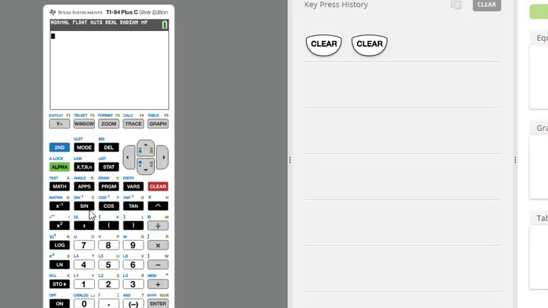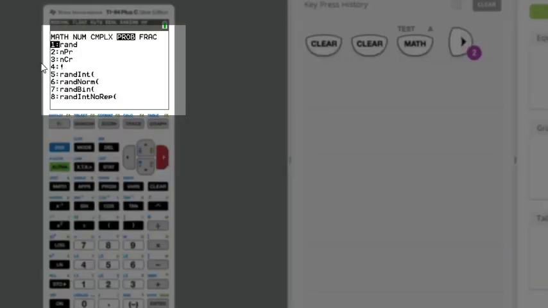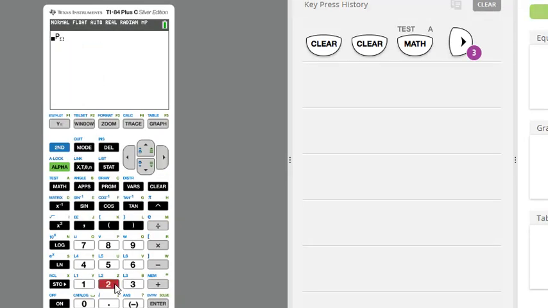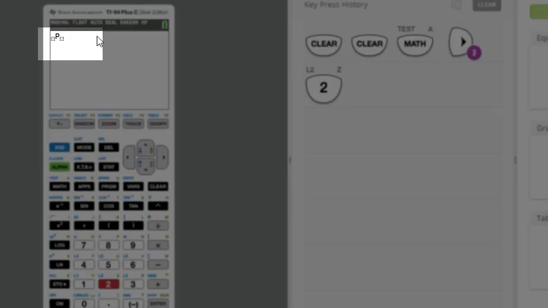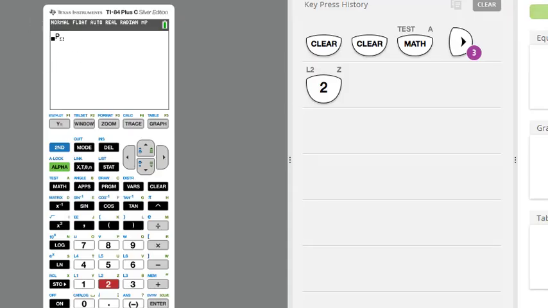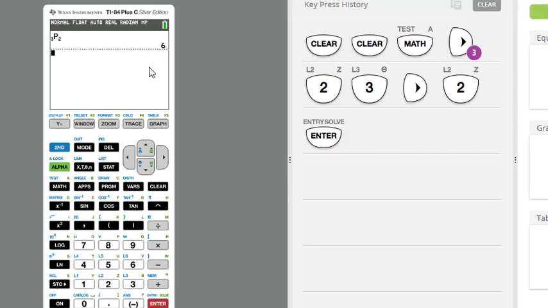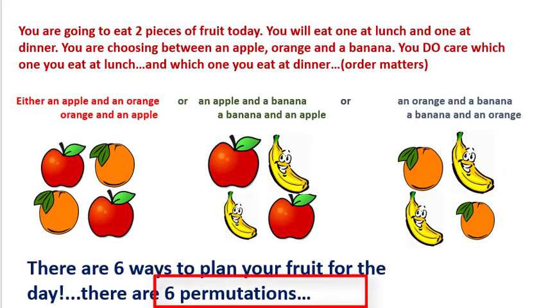Okay, let's work on our permutation. So I'm going to go to my math button, go over to probability. Now, if I don't want to scroll down, I could just hit number 2 because that's where the permutation is. And you see it gets me right to this screen. Once again, I have 3 items. Scroll over to the other blinking box. 3, choose 2, enter. So if I have 3 items, I'm choosing 2, but the order does matter. There are 6 possibilities. And sure enough, there were 6 choices when the order did matter.